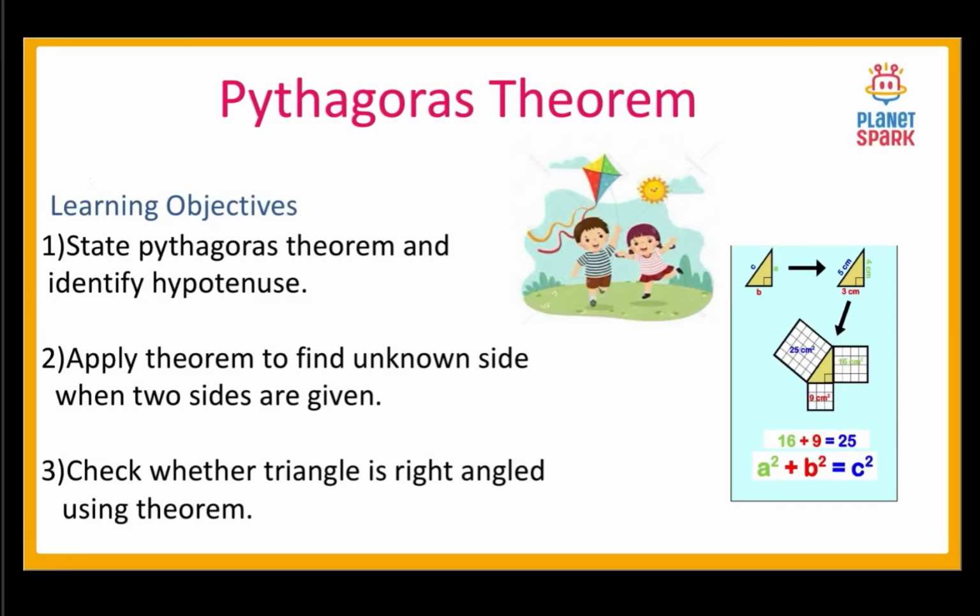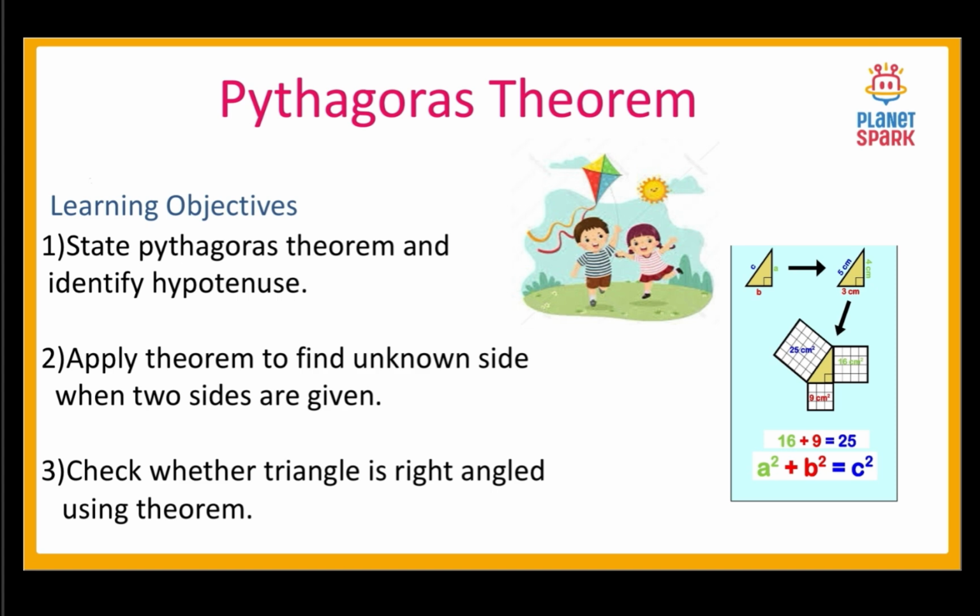Arav was flying a kite on his terrace when suddenly the kite got stuck on a tree. What to do? Ria suggested let's use a ladder. But how long should the ladder be to reach the terrace safely? So for this, we need to apply Pythagoras Theorem.